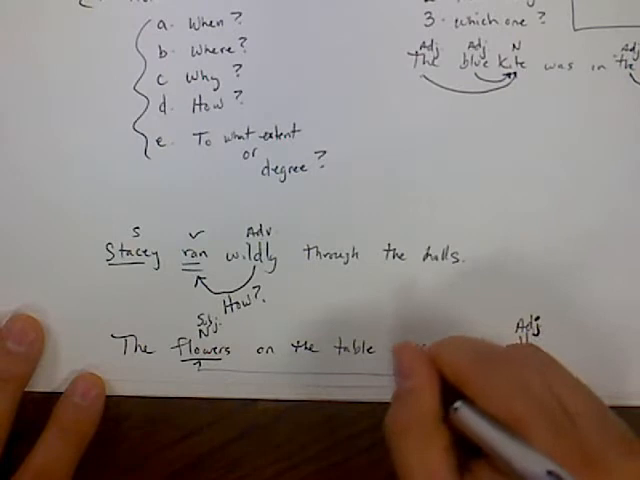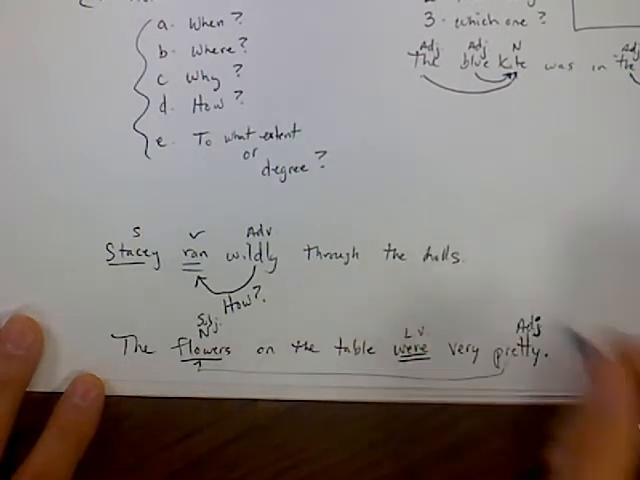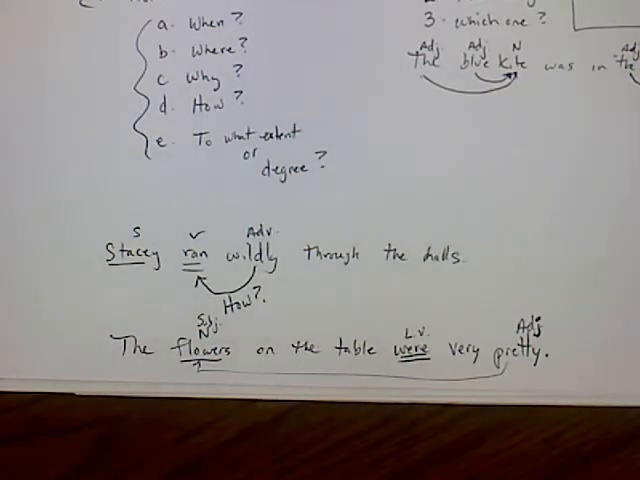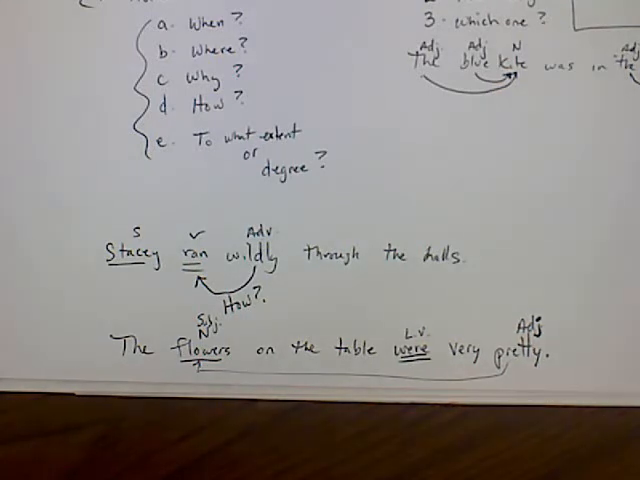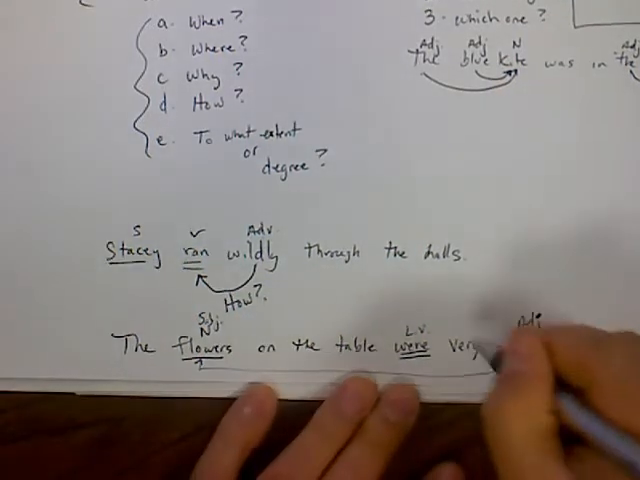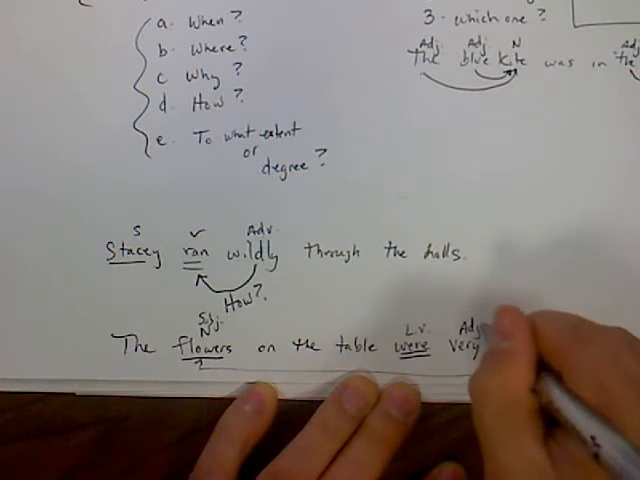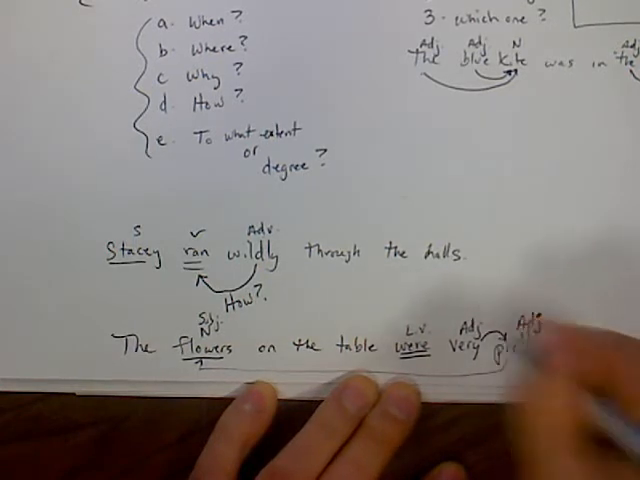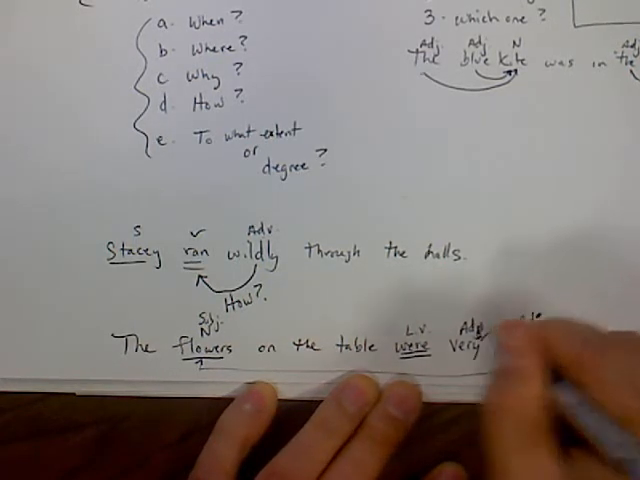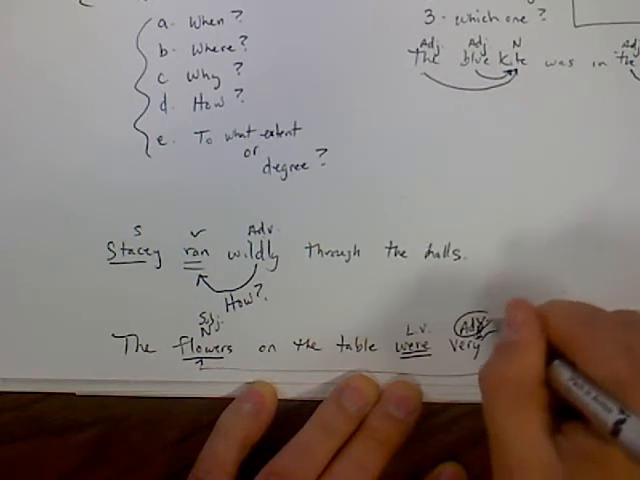The verb here is were. This is a linking verb. And it's very rare for adverbs to ever modify linking verbs. Okay, so that's something to watch out for. But very modifies this adjective. Whoops, I labeled that incorrectly. Which is why this is an adverb.